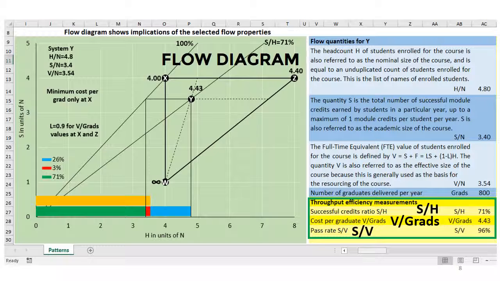The throughput efficiency of the course can be measured and planned by using the fundamental ratio S over H, as well as the 2 indicators cost V per graduate and the pass rate S over V. These efficiency measurements are key to design interventions to improve throughput and cost efficiency.